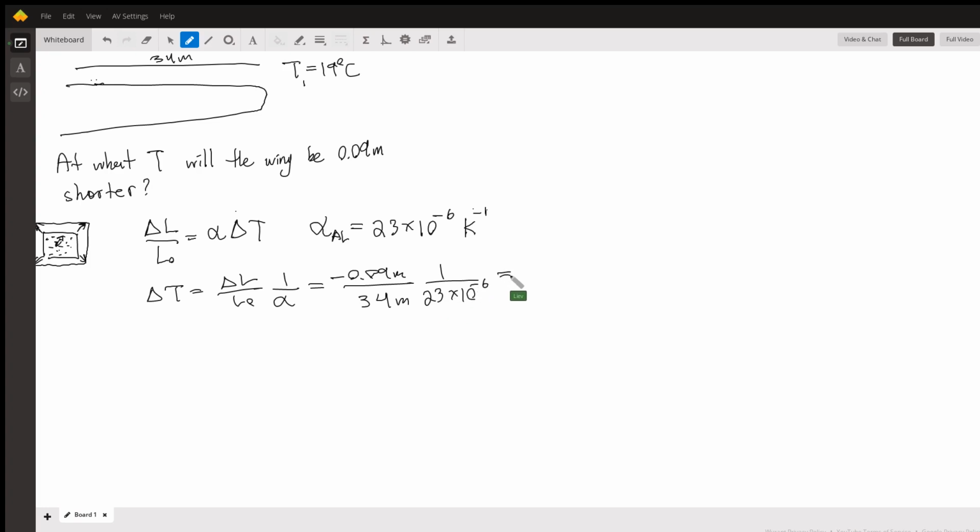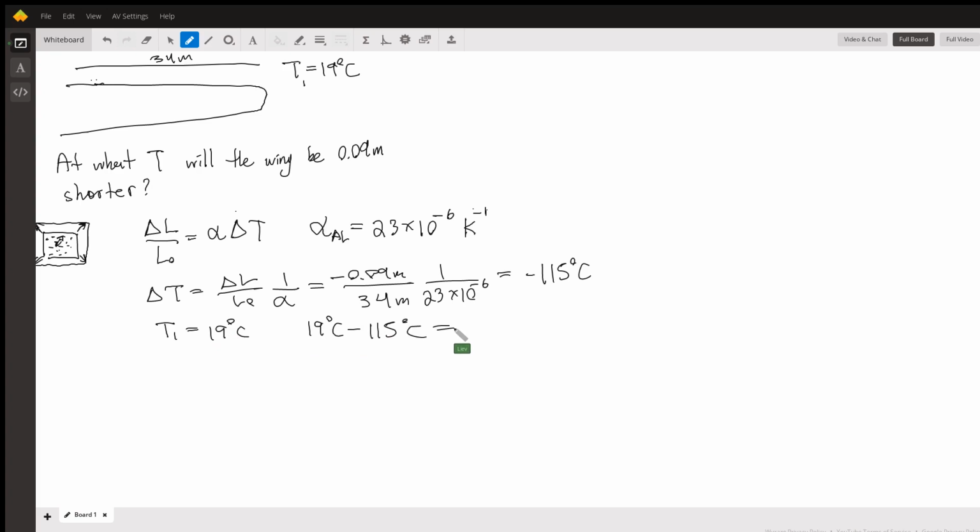I went ahead and computed this beforehand. This gave you negative 115 degrees Celsius, or it could be Kelvin as well. The Kelvin and Celsius scales have the same increments. Our initial temperature was 19 degrees Celsius. If we decrease by 115, that's 19 degrees Celsius minus 115 degrees Celsius.